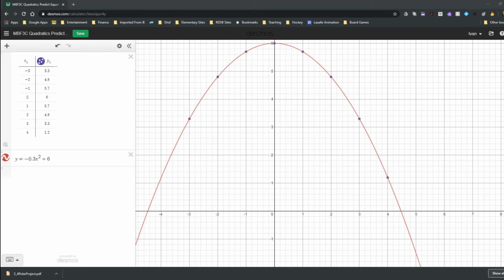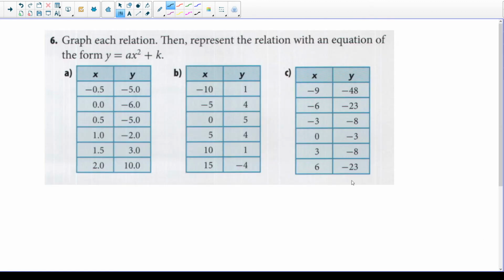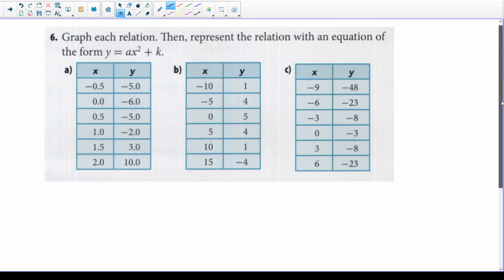So let's look at another example, just so that you can see two examples of how this works. Now this is a homework question right out of your textbook. And it says, graph each relation, then represent the relation with an equation of the form y is equal to ax squared plus k. Now I'm going to show you that you technically don't have to graph them, but with Desmos you could do the table of values and at least see where all the points were, okay? But you technically don't have to graph them.